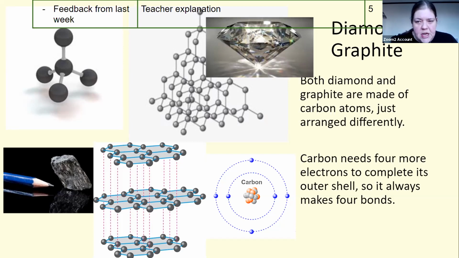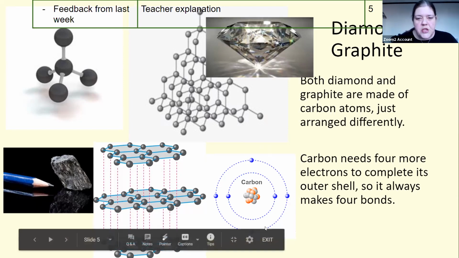So I hope that makes it clear that carbon atoms have 4 electrons in the outer shell, so they can form 4 bonds. They might not do so, but they can.